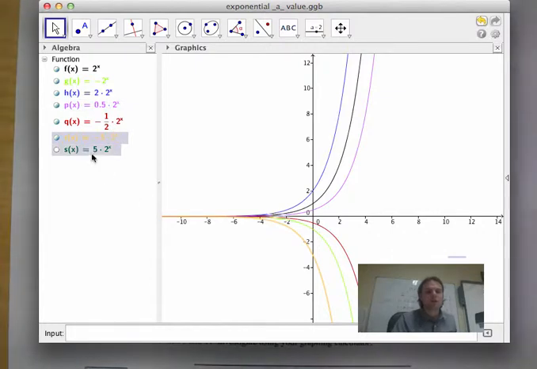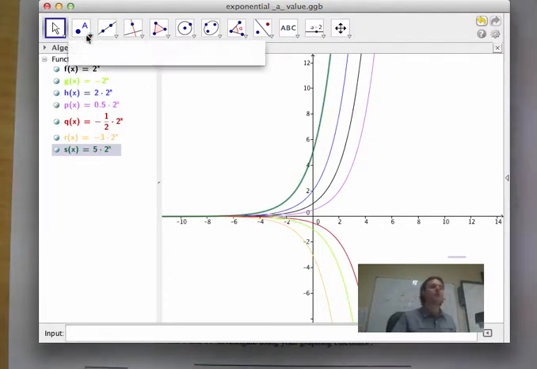Okay. What about when A is equal to 5? What changes? So now, can you find any rules about A? What does the A influence? Could you guess if I said -5? Okay. So what does A influence?